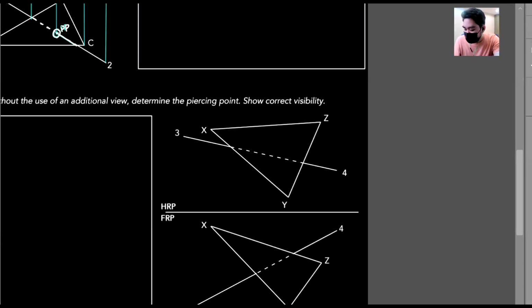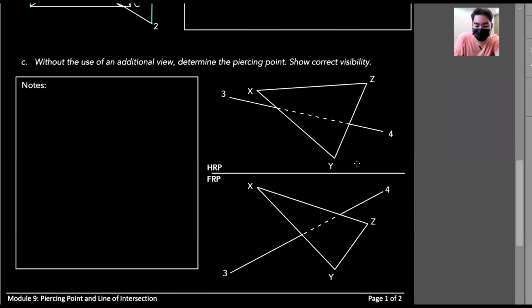So if we have this one, notice na wala tayong area for additional view. No? So without an additional view, we can still determine the piercing point. So what we need to do is do different colored lines para mas visual, mas makita nyo. So you take your line, tapos kunin natin yung apparent intersections nila with the plane. So that's this point right here and this point right here. Tama? So that's where it has a parang overlap kumbaga.